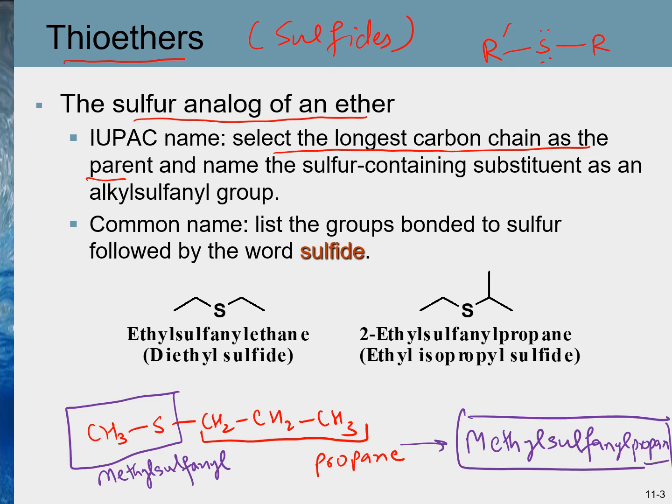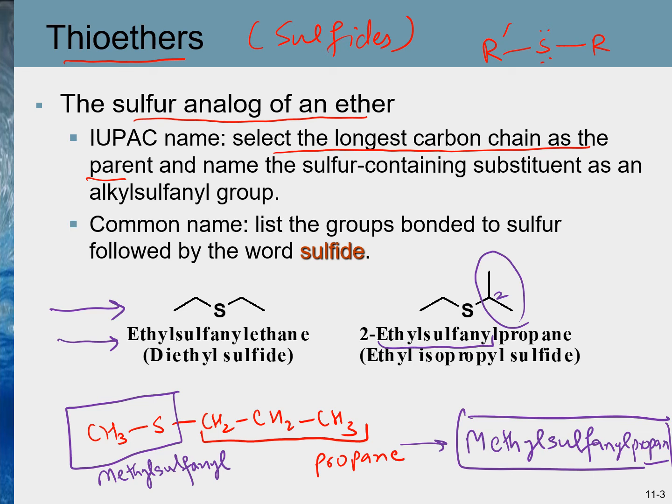Examples of a couple more thioethers are given here. In this case, the longest chain is ethane, and the substituent is also an ethyl group. So the IUPAC name is ethylsulfanyl ethane. In this case, our longest chain is propane, and the substituent is attached to the number 2 carbon, and the name of this substituent is ethylsulfanyl, so therefore the name is 2-ethylsulfanyl propane.